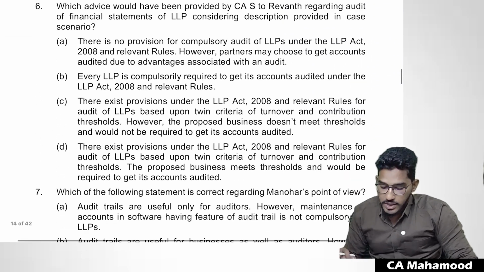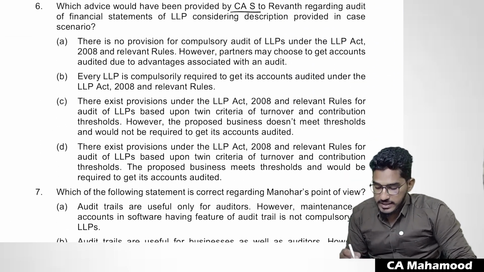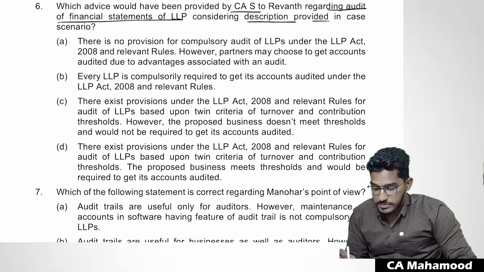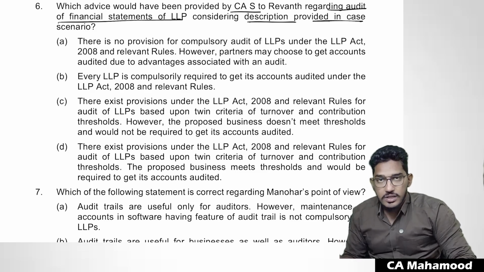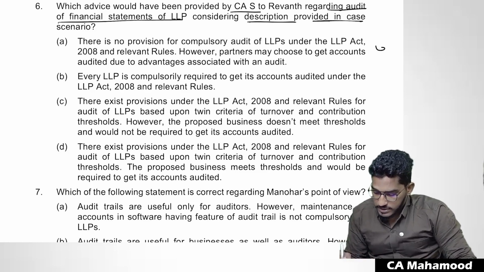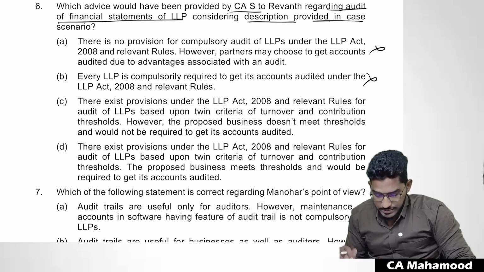Next one. Which advice would have been provided by CAs to Revant regarding audit of financial statements of LLP, considering the description provided in the case? So they are asking audit provisions, when audit will become applicable. There is no provision for compulsory audit. No, there is provision for compulsory audit. Every LLP, no, there are exceptions also.